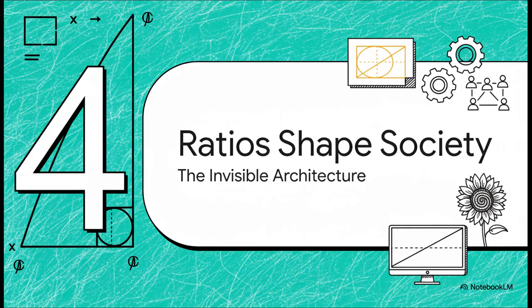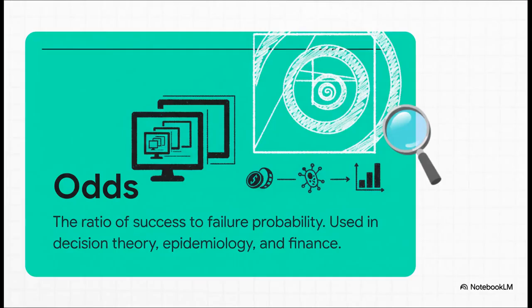Okay, so we've seen ratios in the visible world of nature and screens. Now let's pivot to the invisible ratios, the ones that act as the hidden architecture for our modern society, the ones influencing huge decisions in finance, science, and technology. First up, they're the odds. And no, this isn't just about gambling. It is a fundamental concept in decision theory.